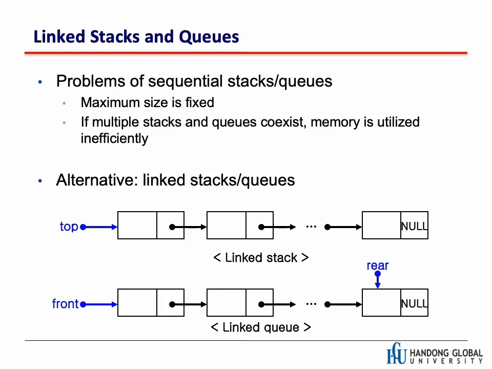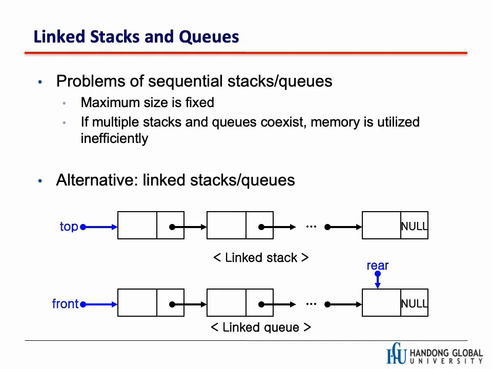Okay, and then the problem of that kind of stacks and queues is that the maximum size of this stack is fixed. Even when we allocate memory space dynamically, we have to give the maximum size of the stack. Once we allocate memory space, the size is fixed. So when the stack is full, there is no other way. We have to reallocate memory space for the whole stack. Okay, that is the main problem.